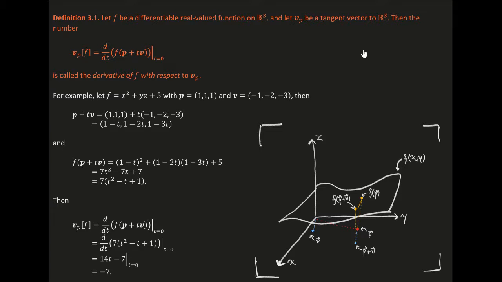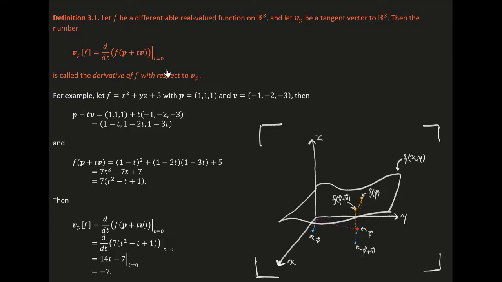Definition 3.1 states: let f be a differentiable real-valued function on R3, and let v sub p be a tangent vector to R3. Then the number v sub p of f, equal to the derivative of f of the point p plus t v, evaluated at t equals 0, is called the derivative of f with respect to the tangent vector v sub p.